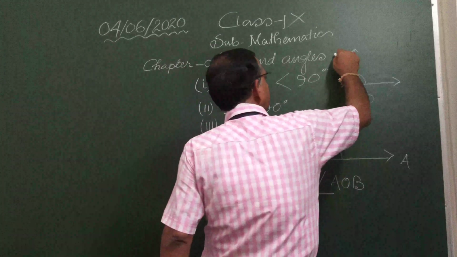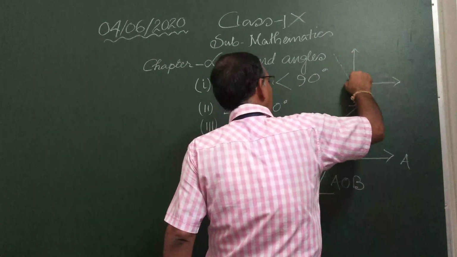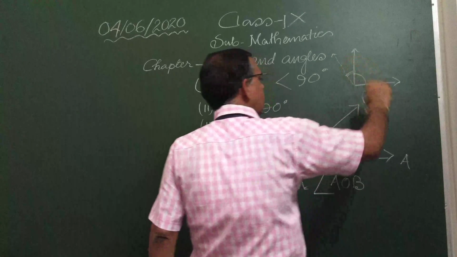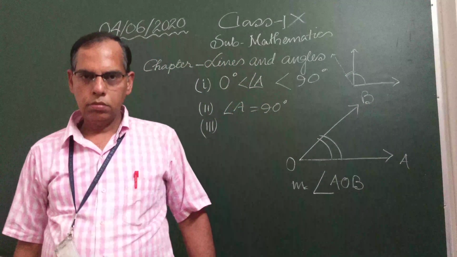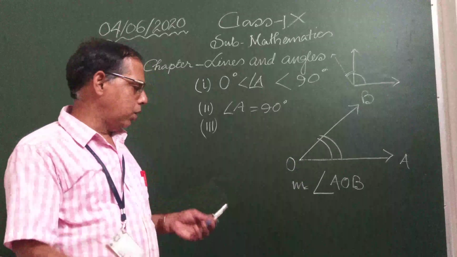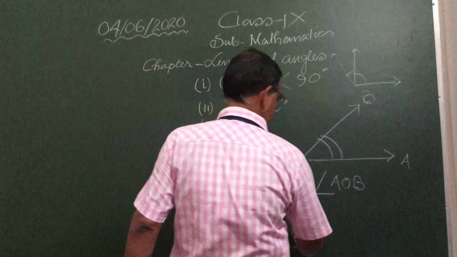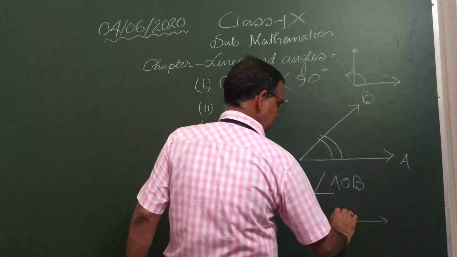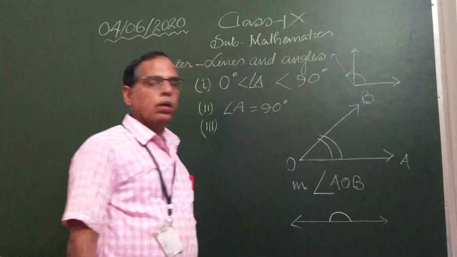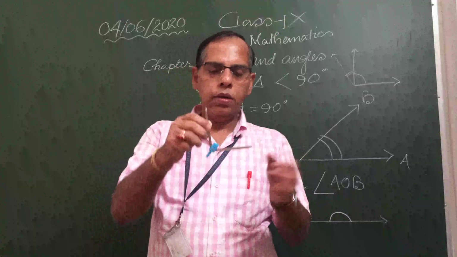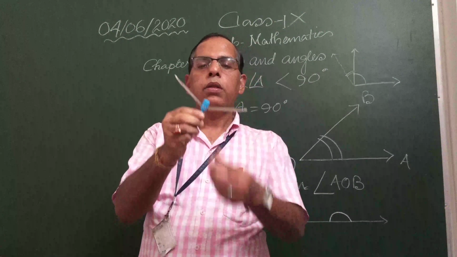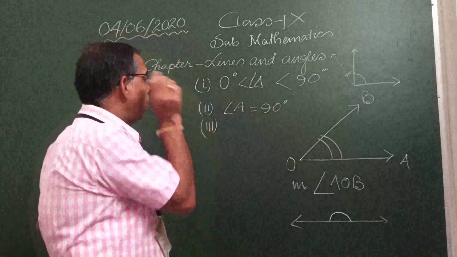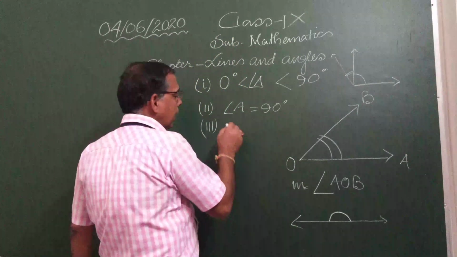See, if I draw this one, then it is greater than 90 degree, but less than 180 degree. Then what will that be? See this one. Then what will that be? Obtuse angle. So what is the measurement of an obtuse angle?